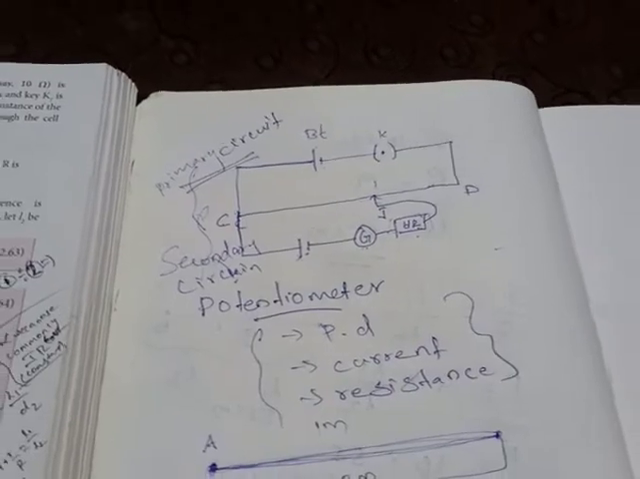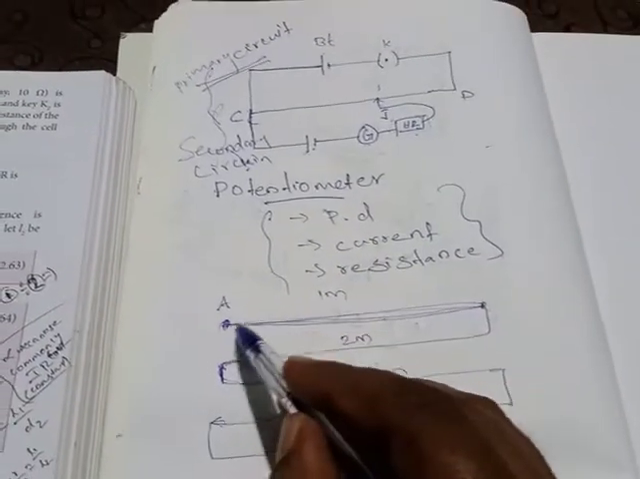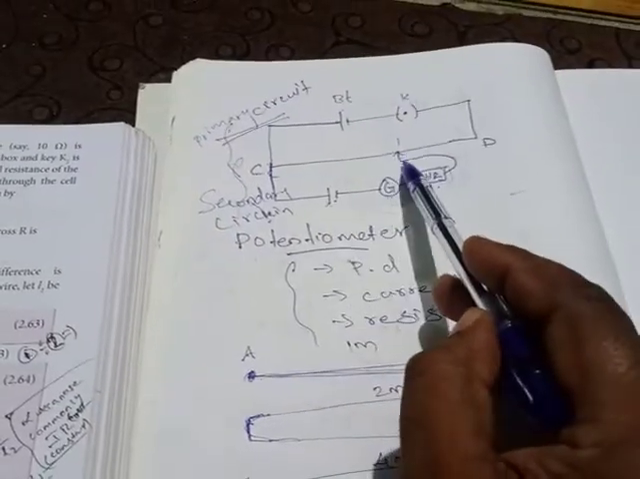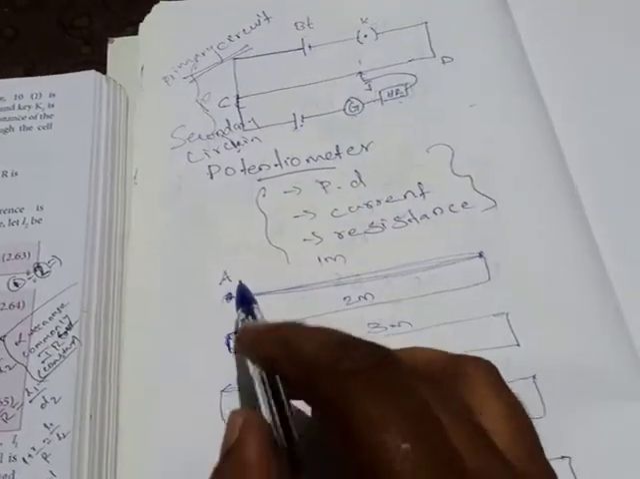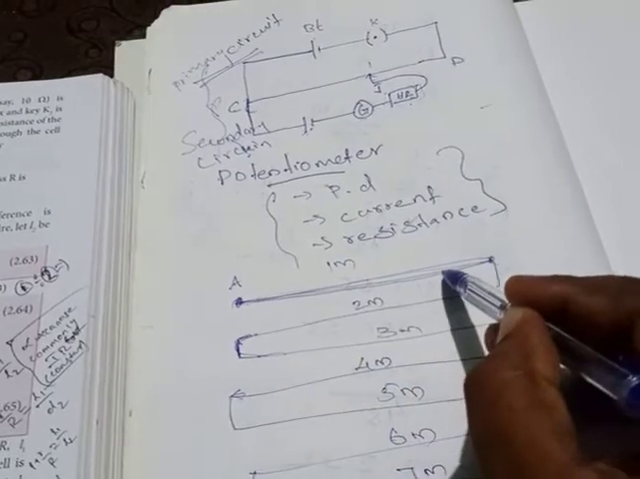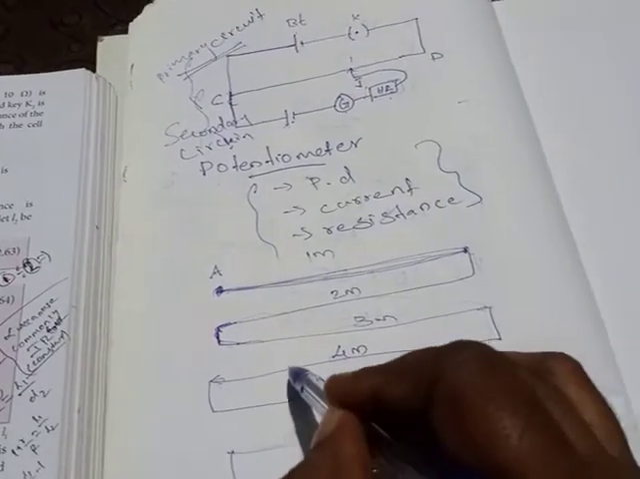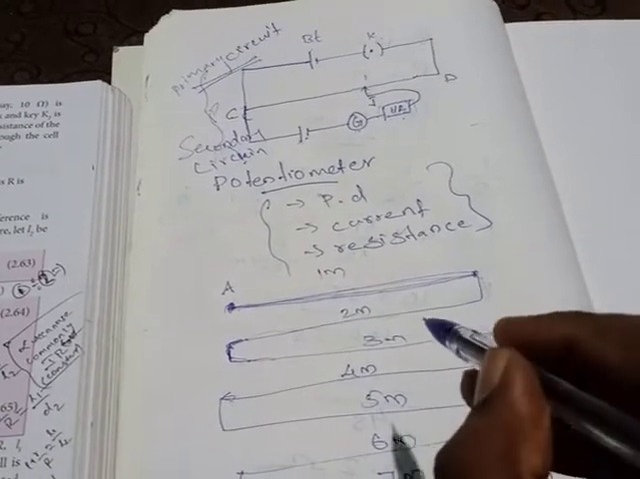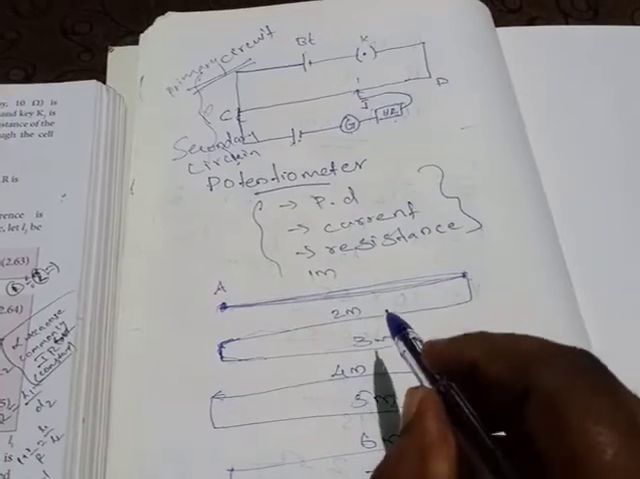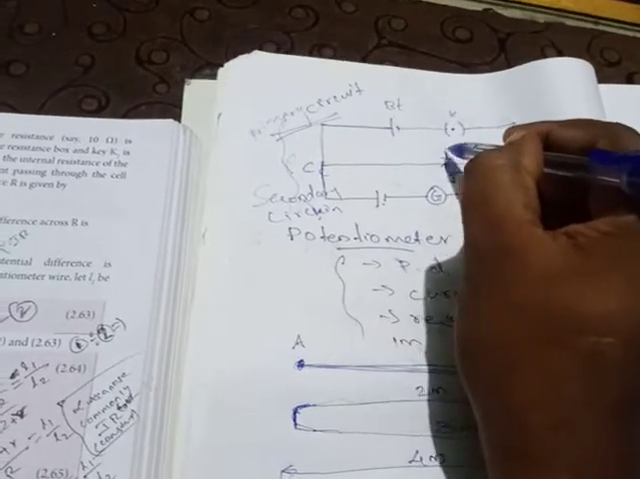Now I will tell you how we are doing this experiment. Just assume that you are moving this jockey over this wire, which is a 100 meter wire. Maybe you are starting from here and moving like this. When you are moving the jockey along this wire, we can see that the galvanometer deflects. When the jockey reaches some point, we can call it CJ. Now the jockey has reached here.